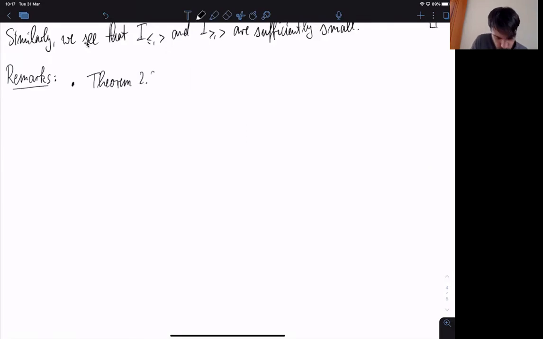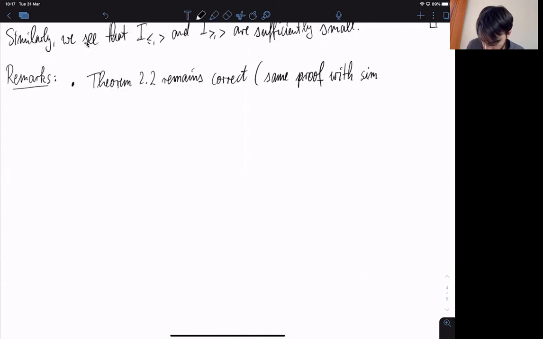So theorem 2.2 remains correct, and also one does not have to change the proof drastically. In fact, the proof just needs some simple adjustments. So same proof with simple adjustments.